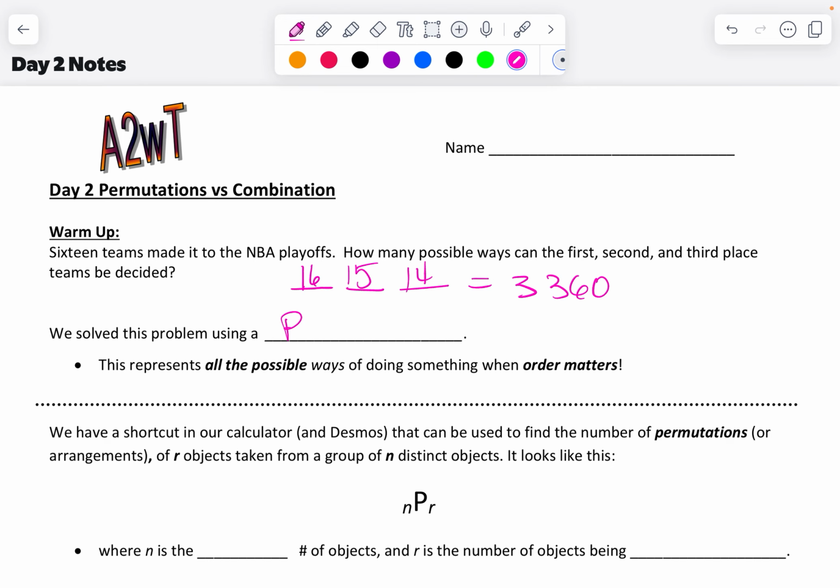We solved this using a permutation because order mattered, and we took these 3 pieces and multiplied those chances. The others didn't matter. We just want first, second, and third place. Okay? So this represents all the possible ways of doing something when the order matters.